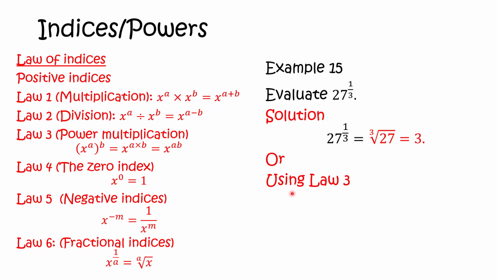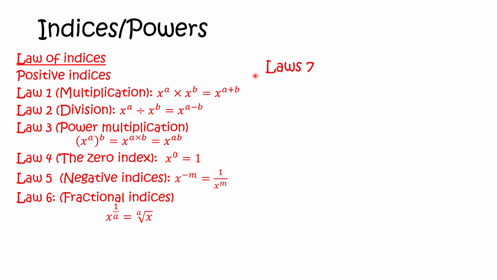Or alternatively, we can actually use law number 3. So using law number 3, we know that 27 can be expressed as 3 to the power 3. Then we have a power that is outside the brackets or parentheses, multiplying what's inside. So that when we expand, we multiply the power, so that we have 3 to the power 3 times 1 over 3, giving us 3 to the power 1, which is the same as a 3.